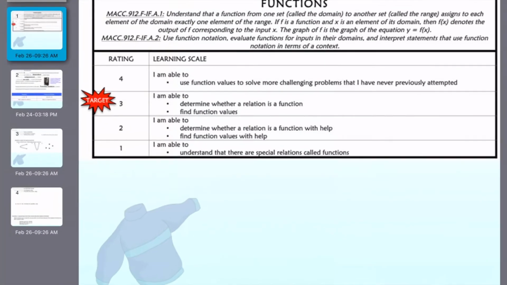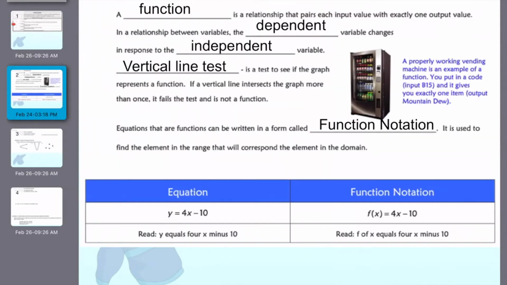Today's video is going to be all about functions, and by the end of this video, I hope that you're able to determine whether a relation is a function, and I hope that you're able to find function values. But let's start off with some vocabulary. So a function is a relationship that pairs each input value with exactly one output value.